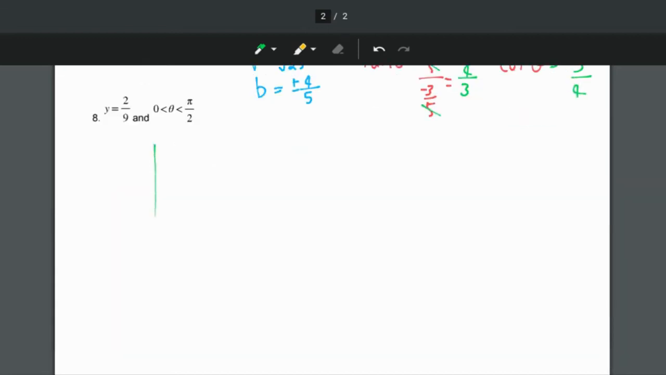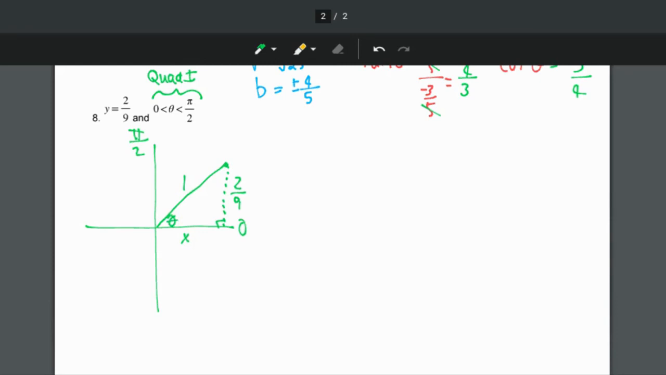For our last problem, we're going to have a y coordinate of 2/9. It tells us that the angle is between 0 and pi/2, which is measured in radians. So now we know that this has to be in quadrant 1. There is some point, we don't know exactly where it is, but we know that it is on the unit circle. It has a hypotenuse equal to 1. It has a y coordinate of +2/9, and we don't know an x coordinate. But we do know it's in the first quadrant, so we can label it as such.